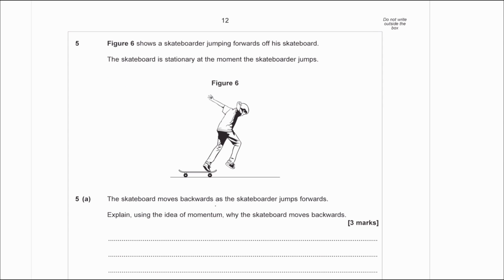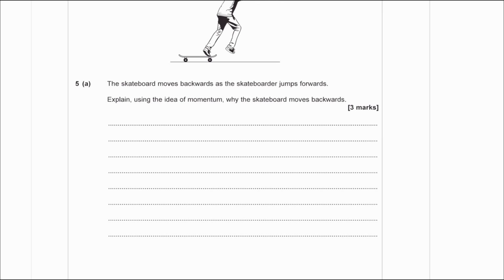So in question 5, we are given figure 6, which shows a skateboarder jumping forwards off his skateboard. The skateboard is stationary at the moment the skateboarder jumps, right? So you might have tried this when you were younger. If you've got a skateboard sitting on the floor and you jump forward, the skateboard is going to roll backwards. So question 5a says the skateboard moves backwards as the skateboarder jumps forwards. Explain using the idea of momentum why the skateboard moves backwards.